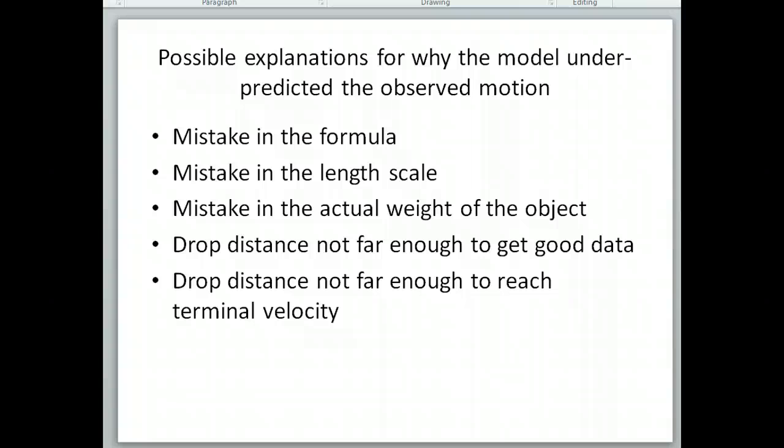Possible explanations why the model underpredicted the motion: there could have been a mistake in the formula, or a mistake in the length scale, or a mistake in the actual weight of the object. I did have it weighed at the post office since I don't have an analytical scale. The drop distance might not have been far enough to get enough data points, or the drop distance was not far enough to reach terminal velocity.